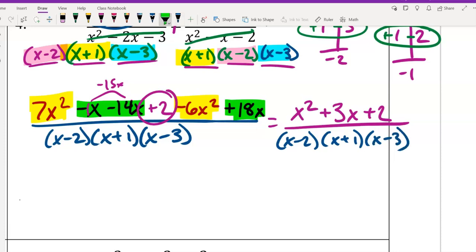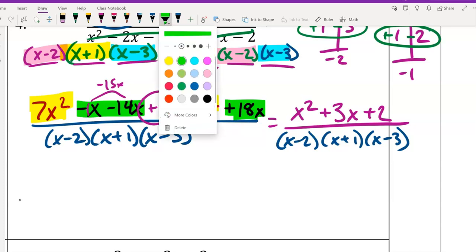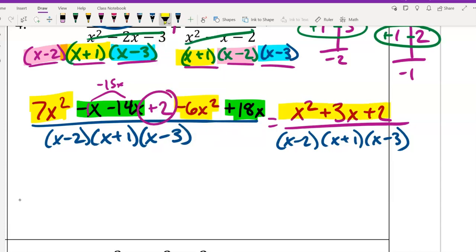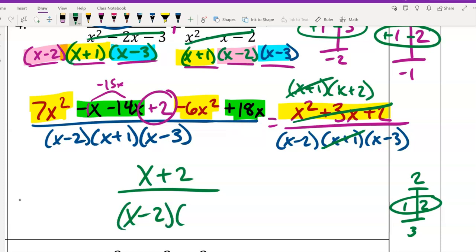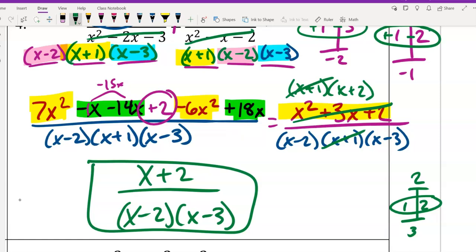All right, now we're not totally done here. We do need to factor this quadratic here. We have 2 at the top and 3 at the bottom. Factors of 2 are 1 and 2. So our two factors are going to be x plus 1, x plus 2. And we can cancel things out again. We have a matching x plus 1. And what we're left with is x plus 2 over x minus 2 times x minus 3. That is our final answer.